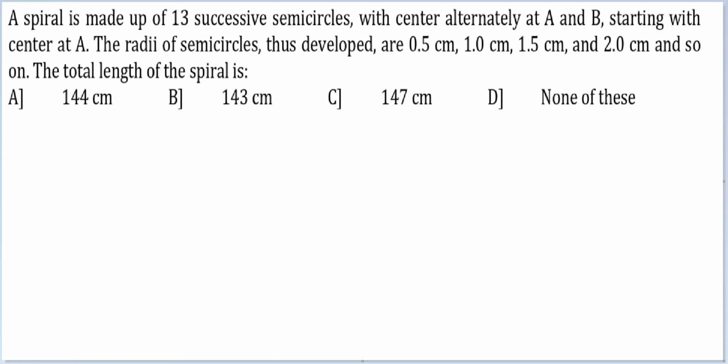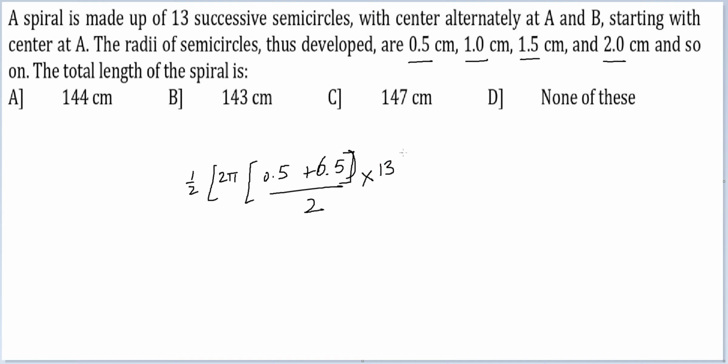Don't really care about how the shape looks. We are developing semicircles starting from 0.5. So if I'm simply looking at the length of the spiral, I need the circumferences. So half into 2 pi into the sum of the radii: 0.5 plus the final radius, which will be 6.5 because there are 13 such semicircles, divided by 2, into 13. This will be our final answer.